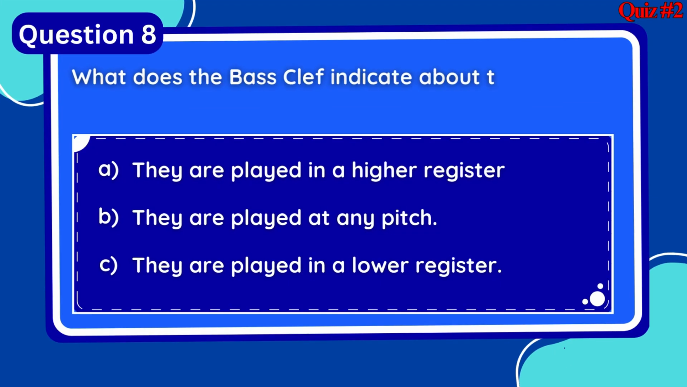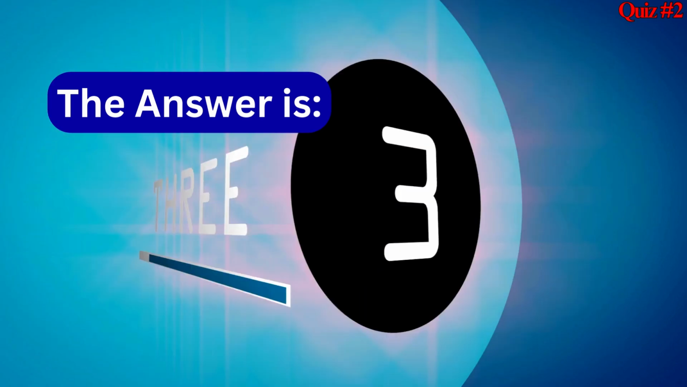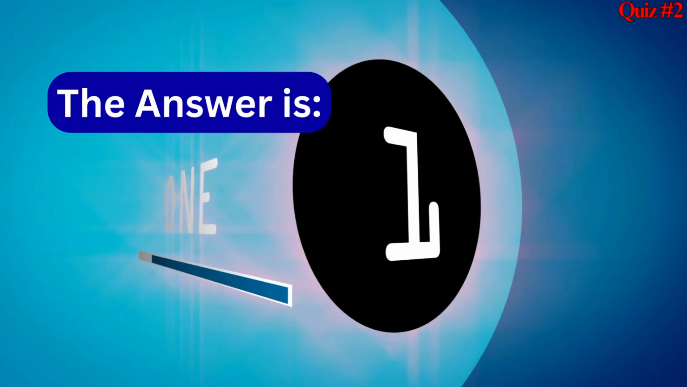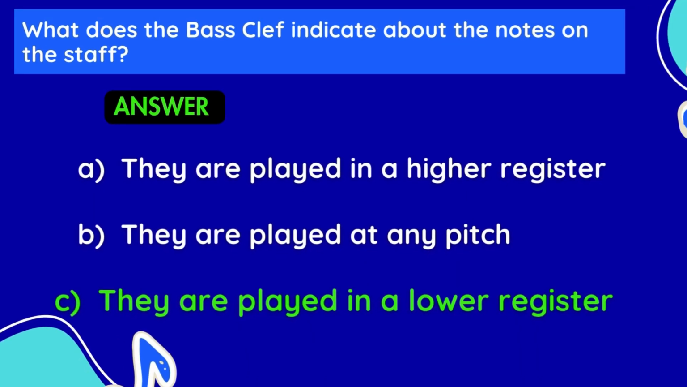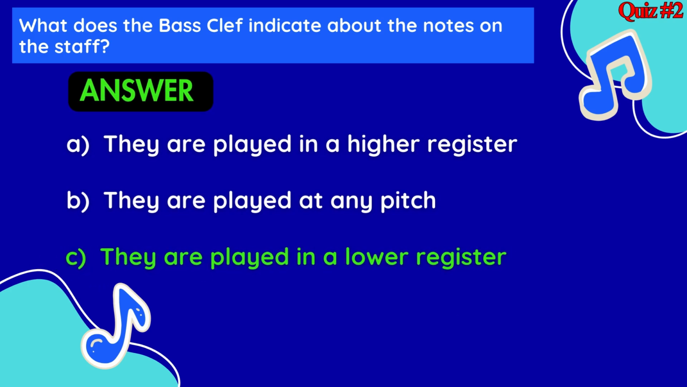Question 8. What does the bass clef indicate about the notes on the staff? A. They are played in a higher register. B. They are played at any pitch. Or C. They are played in a lower register. And the answer is C. They are played in a lower register.